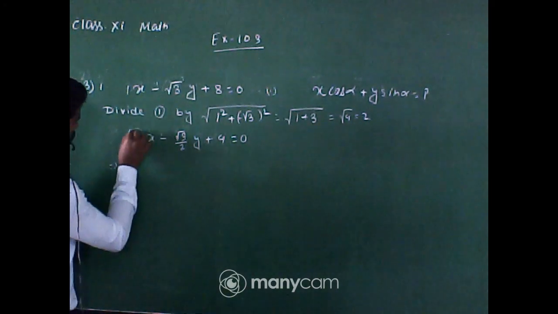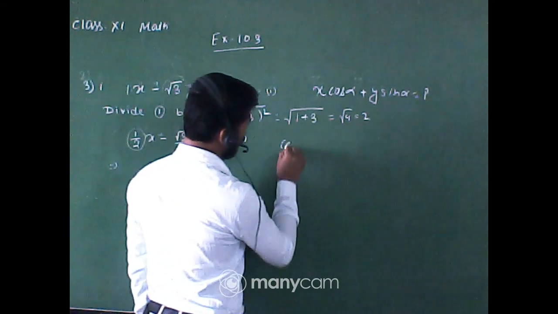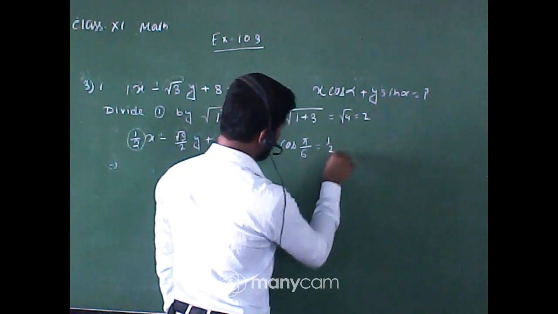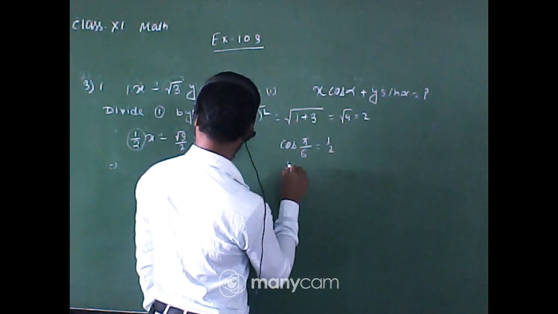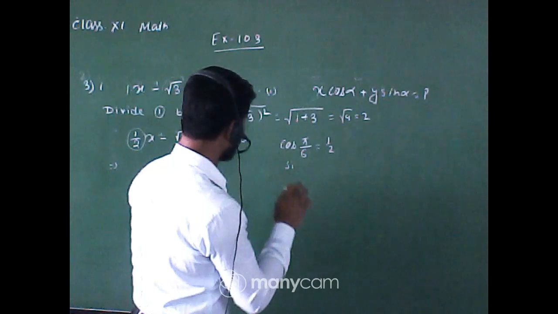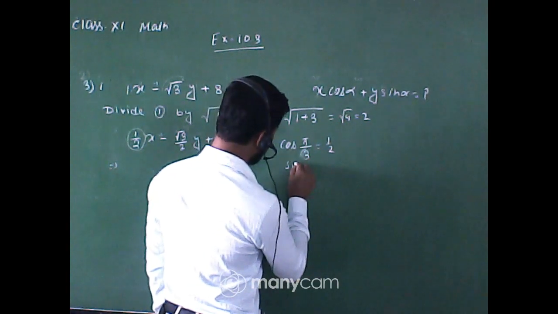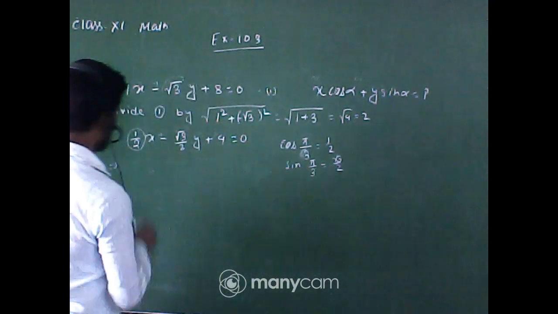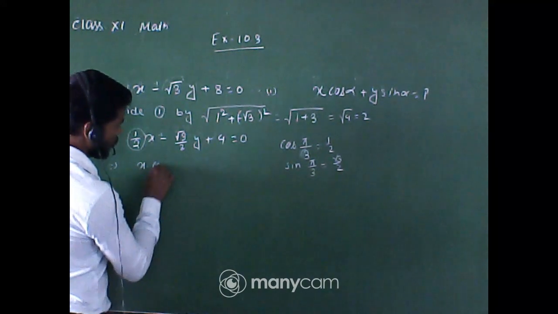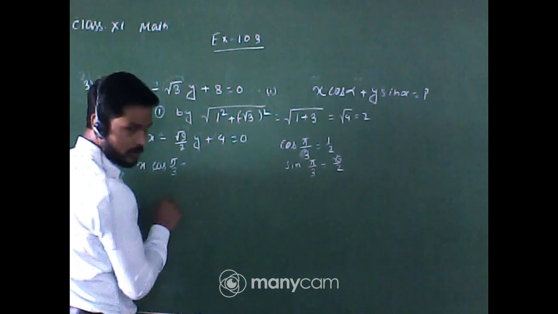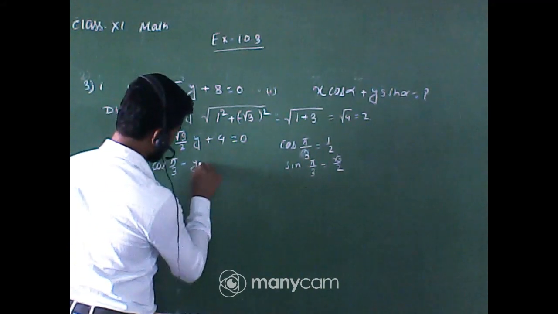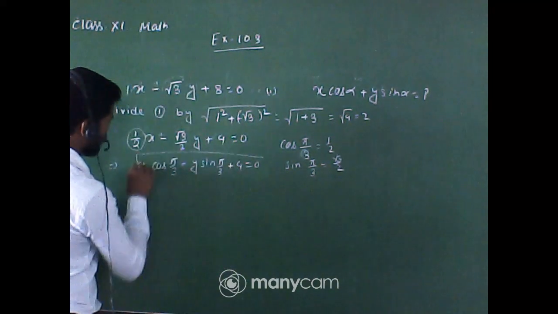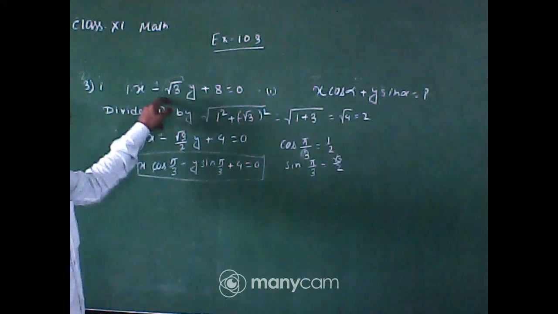Now we know that cos 60 degree, that means pi by 3, is equal to half, and sin pi by 3 is equal to root 3 by 2. Put it here. So we have x into cos pi by 3 minus y into sin pi by 3 plus 4 is equal to 0. This is the normal form of this given straight line.